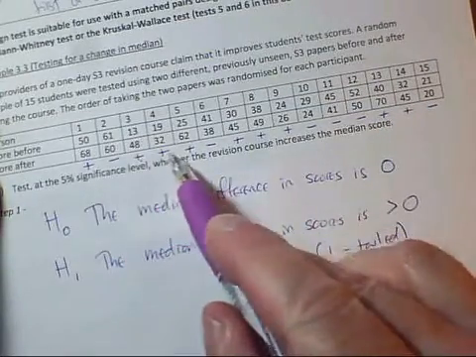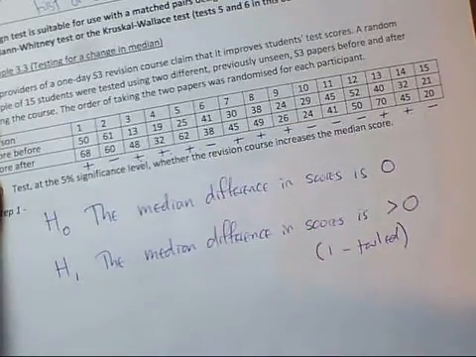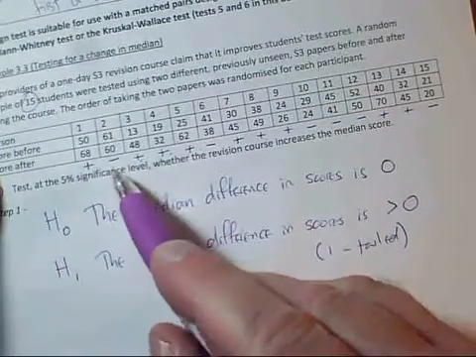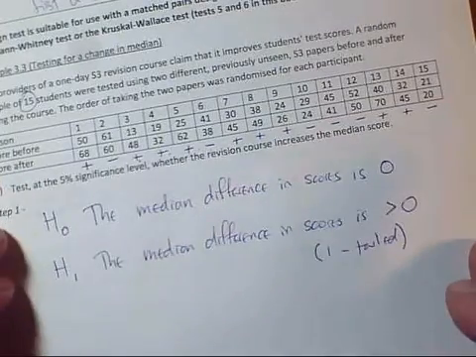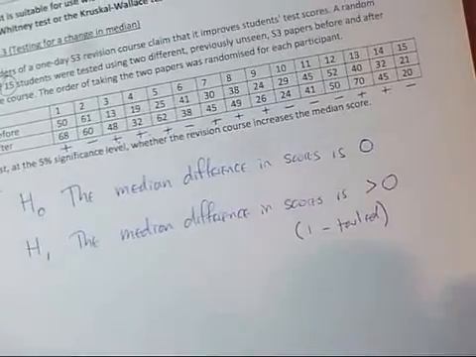So I've got 1, 2, 3, 4, 5, 6, 7, 8, 9 differences that went up out of a total of 15. Are there 15? Are there 6 of the others? 1, 2, 3, 4, 5, 6. Good. So it's 9 out of 16 went up. So I need to work out my test statistic based on that.